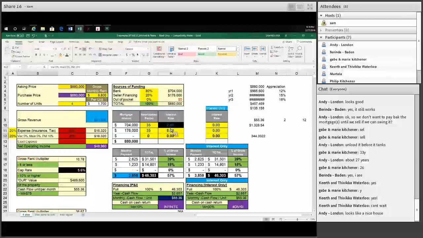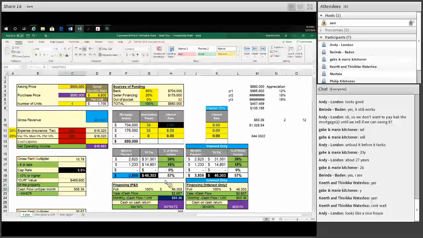$48,960. I look at the gross rent multiplier. It's a little bit high, right? Gross rent multiplier is 10.78. Cap rate, if I paid cash, is 4.56. Look at the difference in price. You know, $489,000 is what we think it's worth. They want $880,000. Cash flow per unit is 55. That's actually after financing, but that's okay. We'll leave that there.